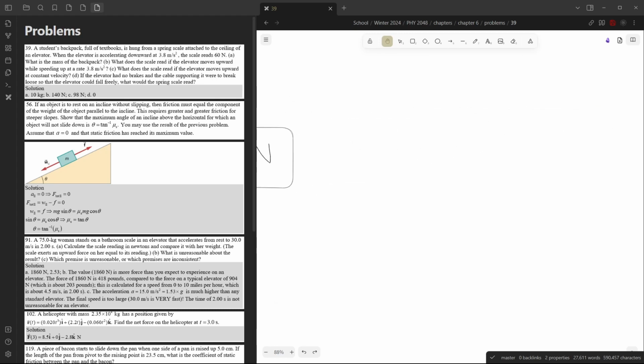Okay, let's move on to part D. Part D says, if the elevator has no brakes and the cable supporting it were to break loose so that the elevator could fall freely, what would the scale read? Oh, this one's interesting. Seems to me like the scale would probably read 0. So this is just intuition, right? With every problem, you want to try to think about it intuitively before you even approach it, so that you know what the answer should be.